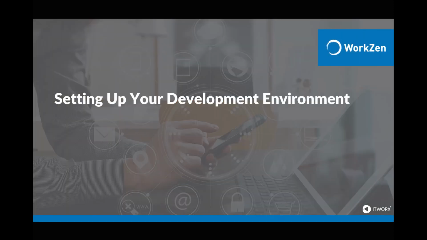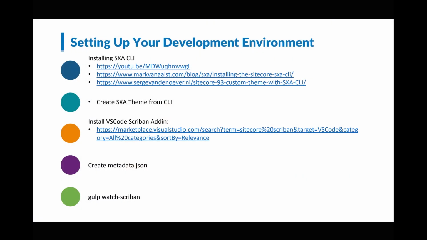Hi, in the second video of the Scriban video series, we're going to look at how to set up the development environment. Setting up the development environment consists of a couple of steps that we need to go through. First, installing the SXA CLI, creating a new SXA theme from the CLI, installing the Scriban add-in that Adam has created, creating a metadata.json, and then the gulp watch for Scriban.